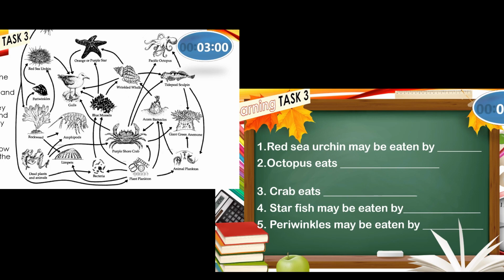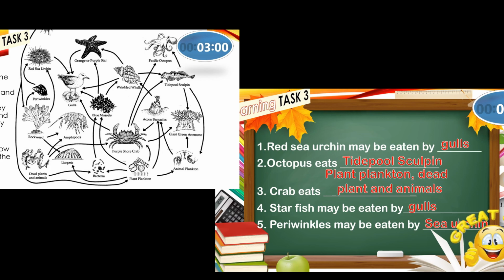Red sea urchin may be eaten by... Good, it's gulls. Octopus eats... You're right, it's tadpoles, sculpin. Crab eats plant plankton, dead plant, and animals. Starfish may be eaten by gulls. Periwinkles may be eaten by... You're right, it's sea urchin.